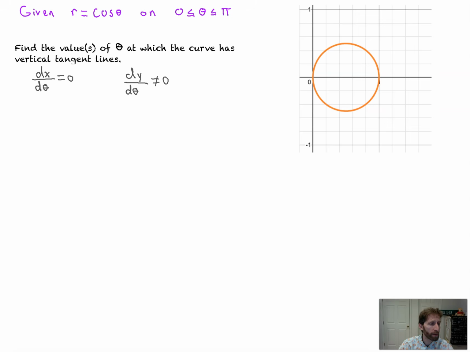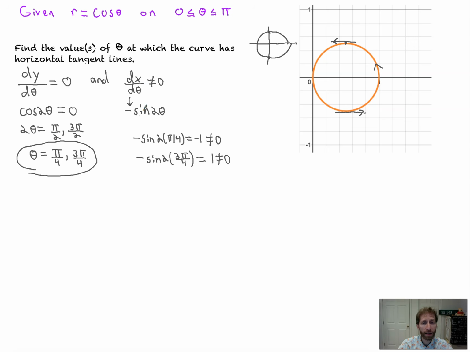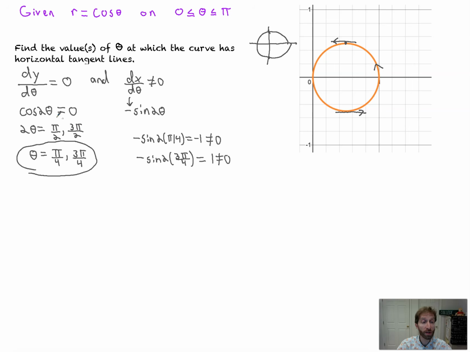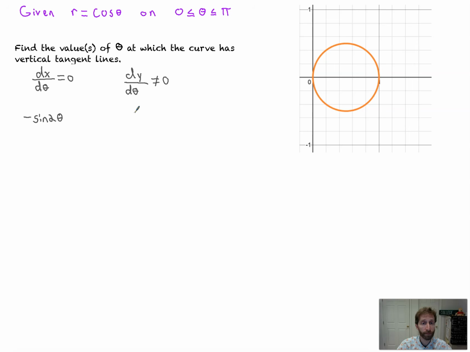So dx d theta, I'm going to take that from the last slide. dx d theta is minus sine 2 theta. Very nice. And then we've got right here, let's see, dy d theta. And dy d theta was cosine of 2 theta. So we want that not to equal 0. We want this to equal 0.